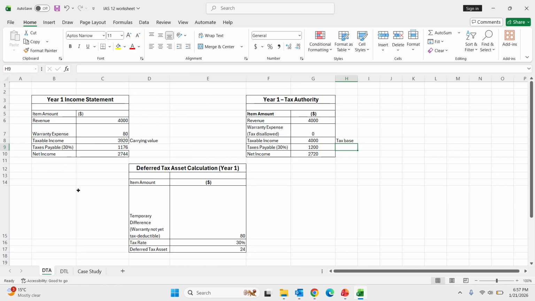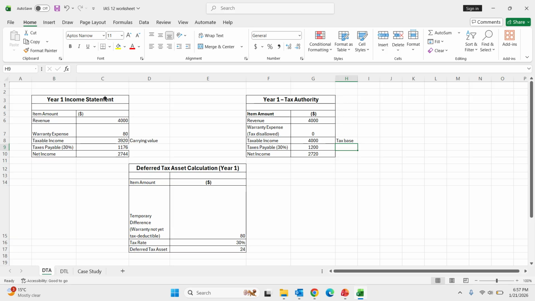Here, these amounts are calculated in accordance with accounting laws, and these amounts are calculated in accordance with tax laws. So you see, revenue is 4,000, warranty expense is 80, taxable income is 3,920, and tax payable is calculated on 3,920, which is also called the carrying value.